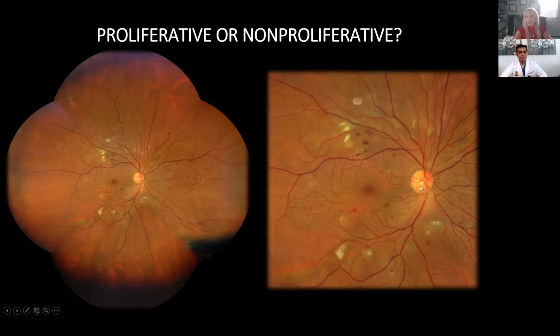There's something on the disc that kind of looks funky. So there's definitely something on the fundus exam I would flag and say, I need to get an angio scan of the optic nerve head, a 4.5 millimeter cube, to visualize this in higher detail to see if that's neovascularization of the disc or not.